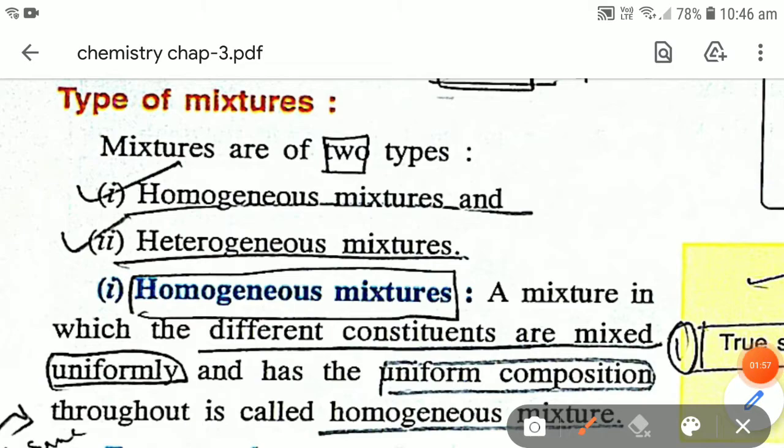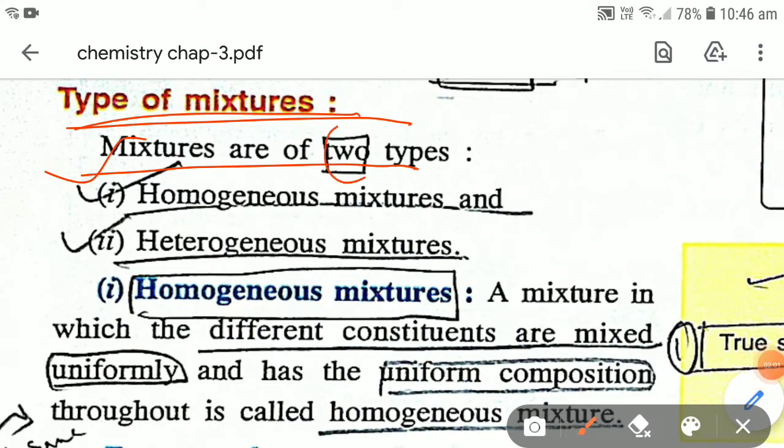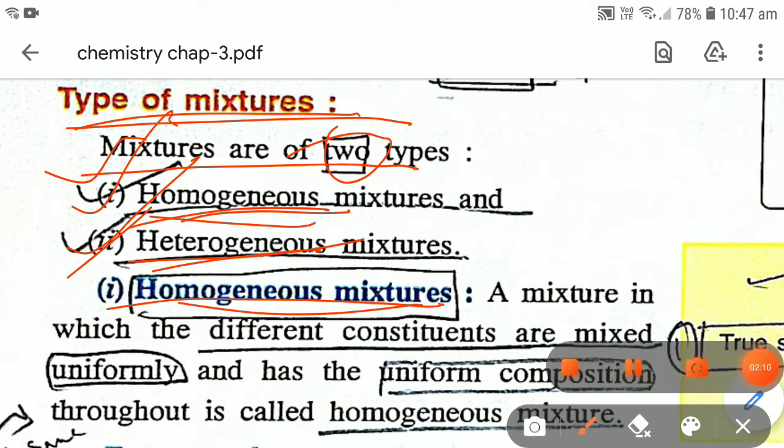Now let us study the types of mixtures. There are two types: homogeneous mixtures and heterogeneous mixtures. First we will study homogeneous mixtures. Always remember, in a homogeneous mixture the composition is uniform throughout. Suppose sugar water, or sweet water, is a homogeneous mixture.